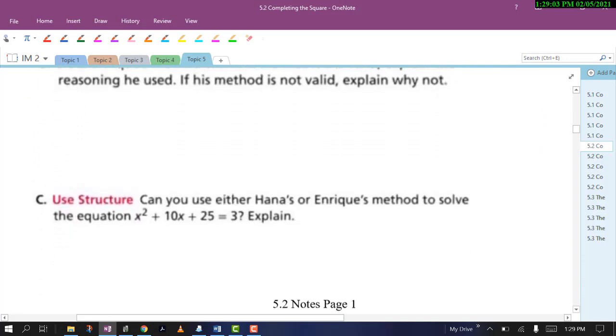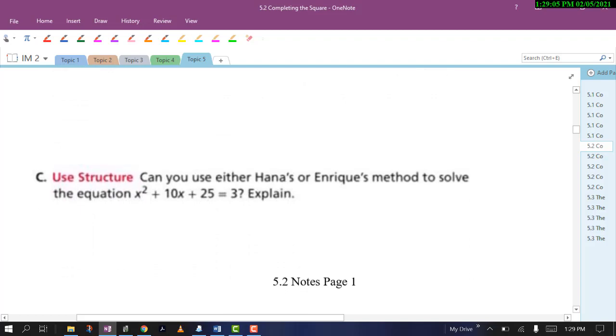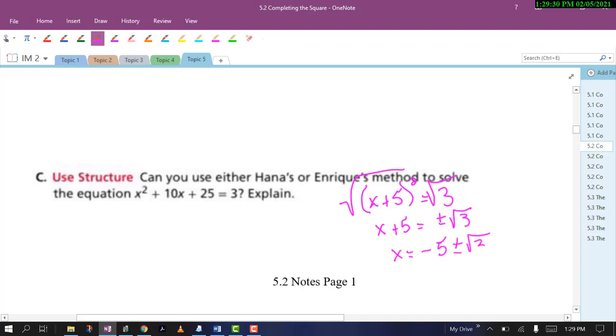You can use either Hannah's or Enrique's method to solve the equation x squared plus 10x plus 25 equals 3. Well, if we use Enrique's method, we have to factor x squared plus 10x plus 25, which is (x plus 5) squared, equals 3. We square root both sides, so x plus 5 equals plus or minus root 3. Subtract 5, we have negative 5 plus or minus root 3. So, of course, Enrique's method works.